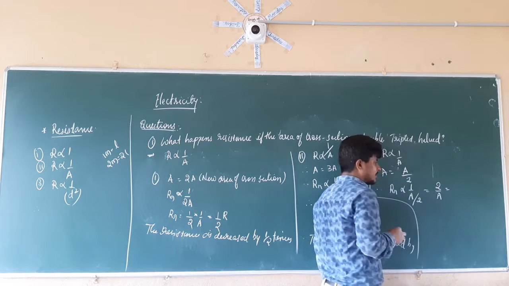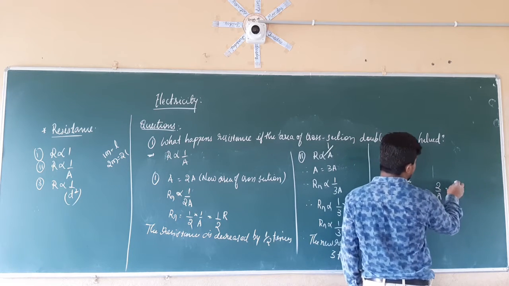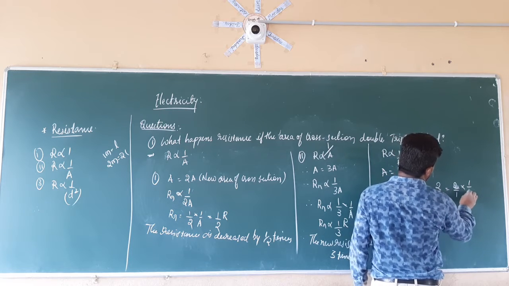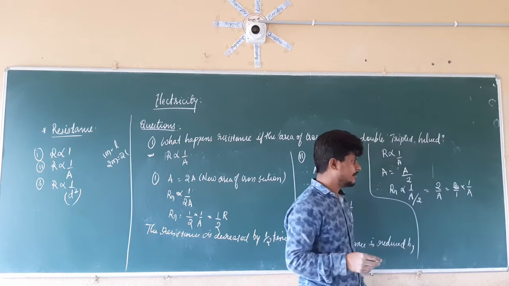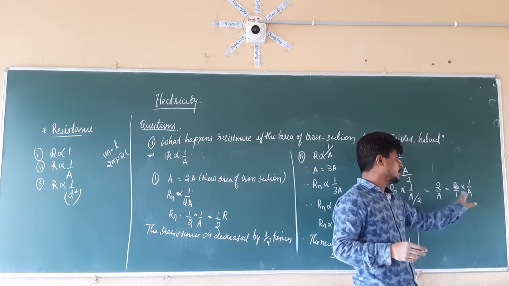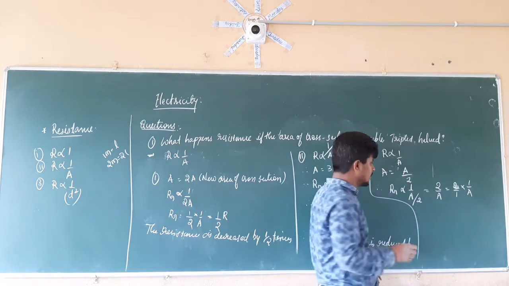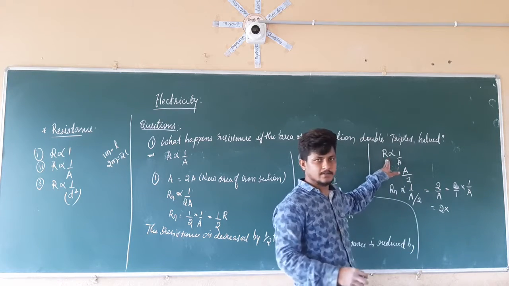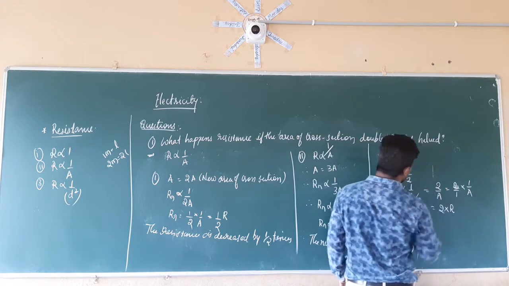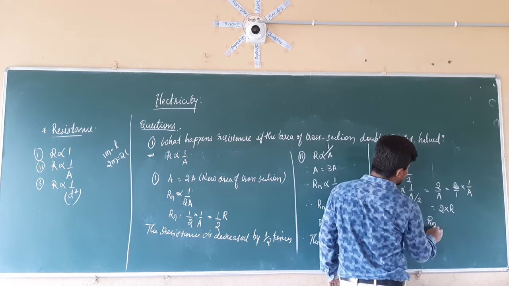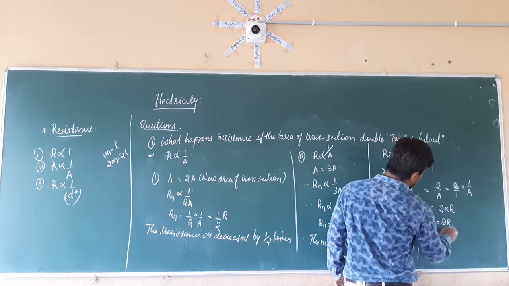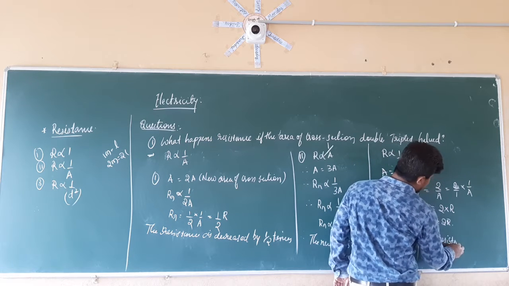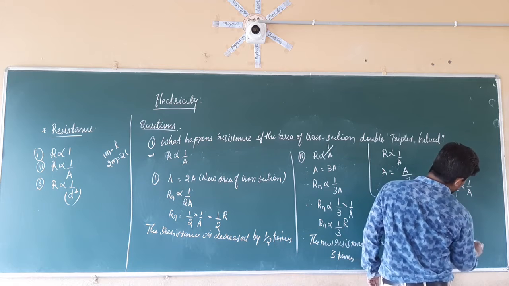That is equal to what? We already know that it can be written as 2 divided by 1 into 1 divided by A. So 2 ones are 2, and 1 by A is equal to 1 into A is equal to A. So that can be written as 2 into 1 by A, which is equal to R again. Therefore, the new resistance is equal to 2 times the R. So here the resistance is increased by 2 times.